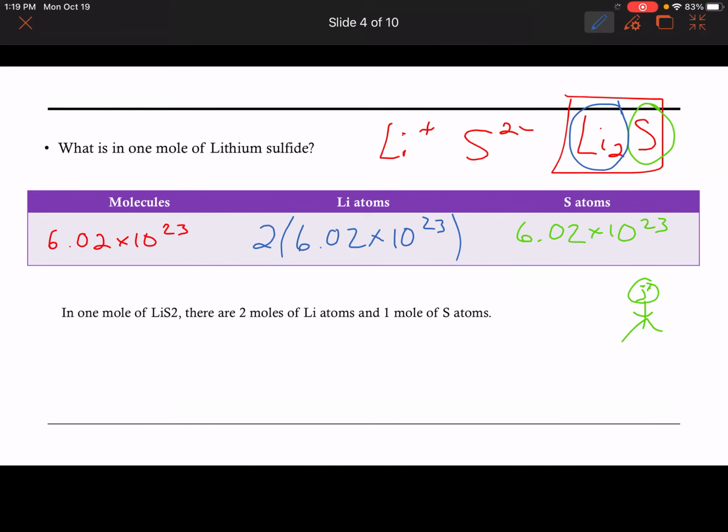And so verbally, in 1 mole of lithium sulfide, Li2S, there are going to be 2 moles of lithium atoms and 1 mole of sulfur atoms, okay? So the ratio here, 2 to 1.